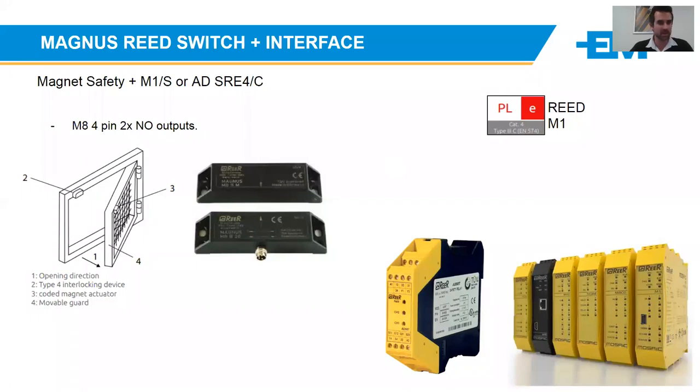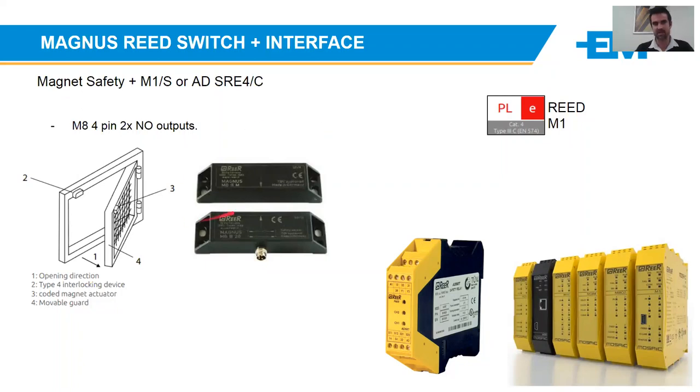One of the last units we're going to look at is the magnet safety switches. These work with magnet, as the name suggests, and not radio frequency like the previous door switches. So they are slightly more economical in price, but they don't have the options of seriesing units out or external device monitoring inputs to add more features to the system.